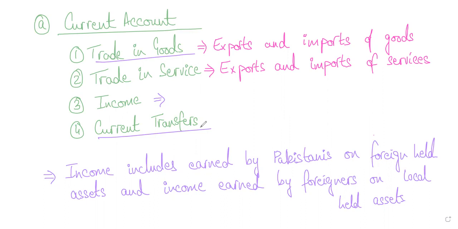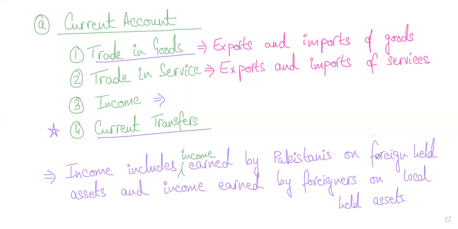Now, please listen to me carefully. Any income that Pakistanis and Indians and other country nationals are earning in USA, that is a remittance. When they're employed over there, working in foreign companies, whatever salary they get, that is remittance, and that is part of current transfers. In the income section, the idea is different. Income includes income earned by Pakistanis on foreign held assets.